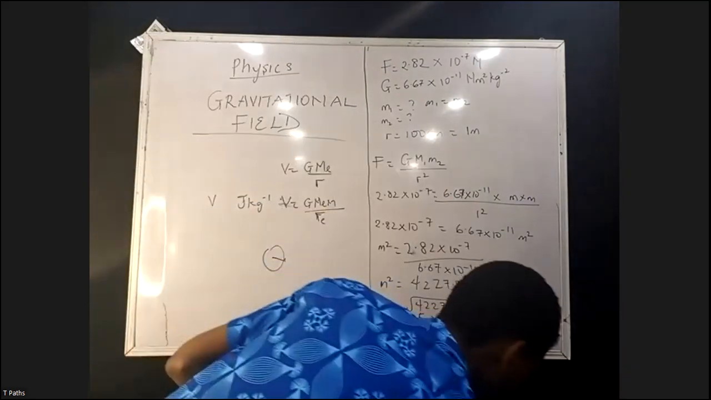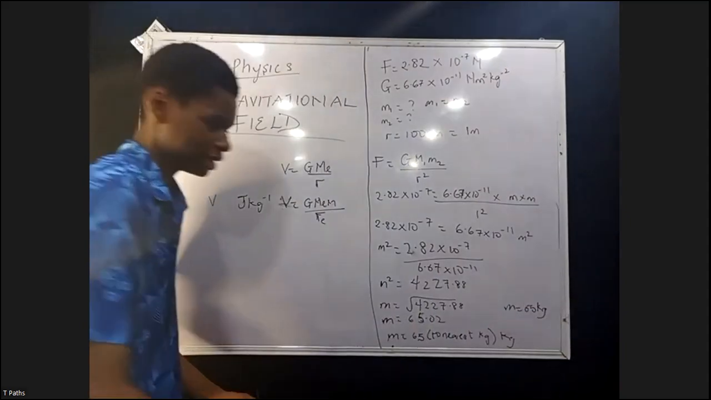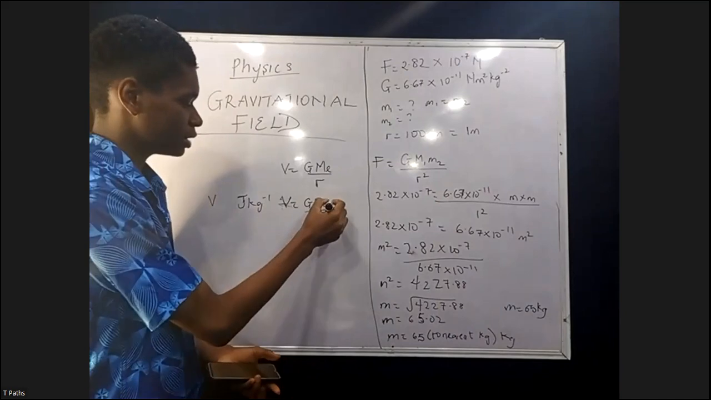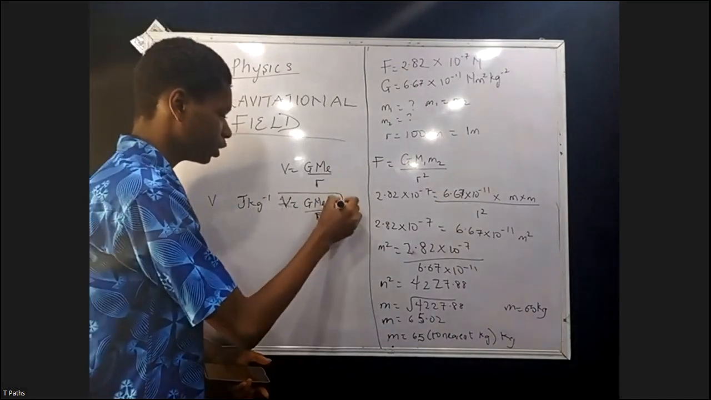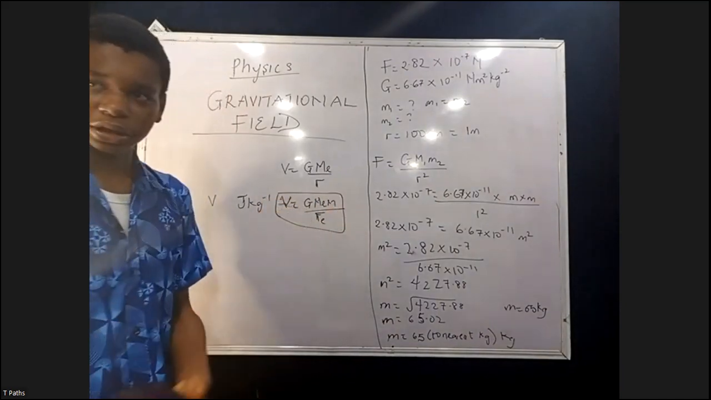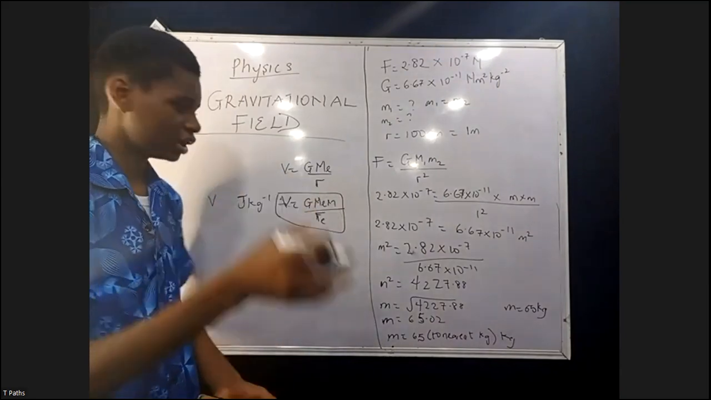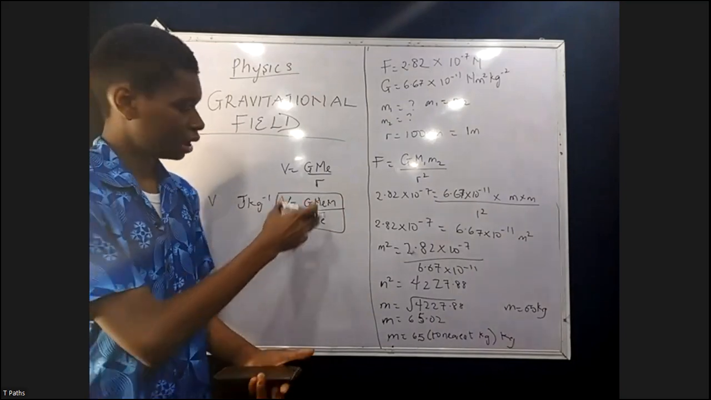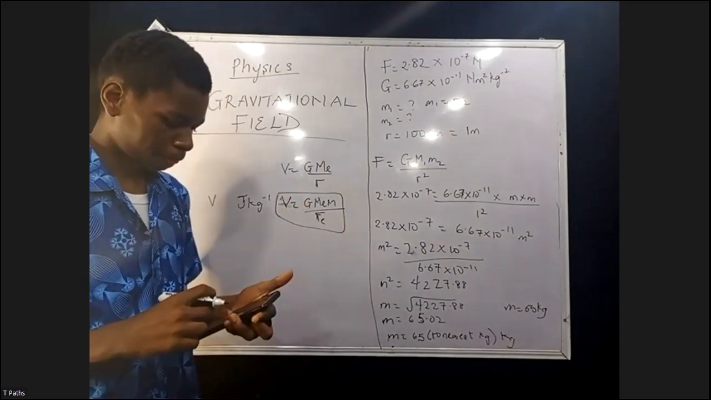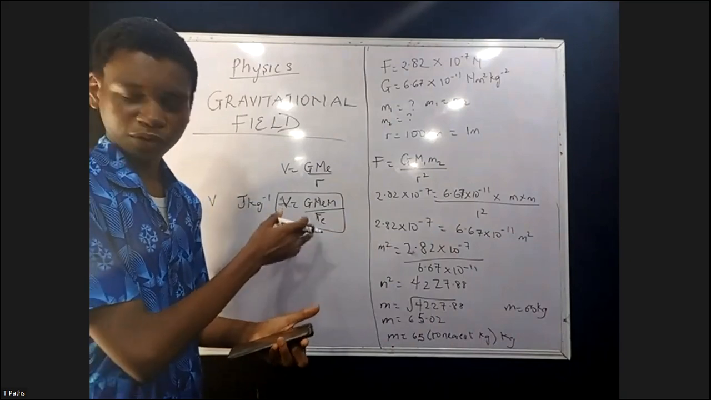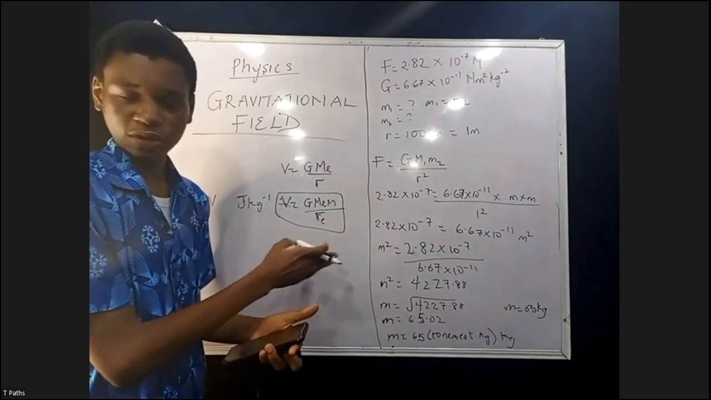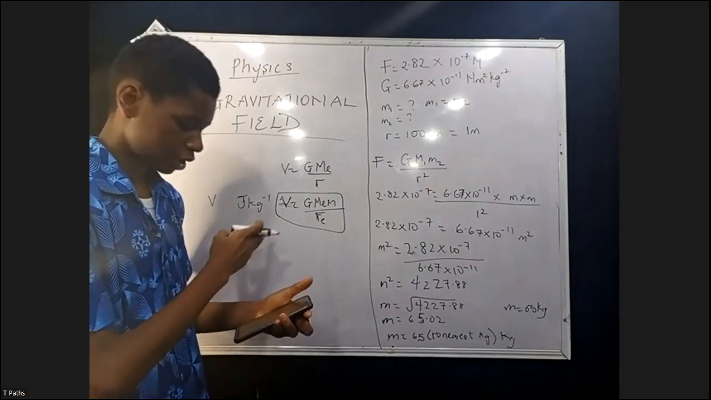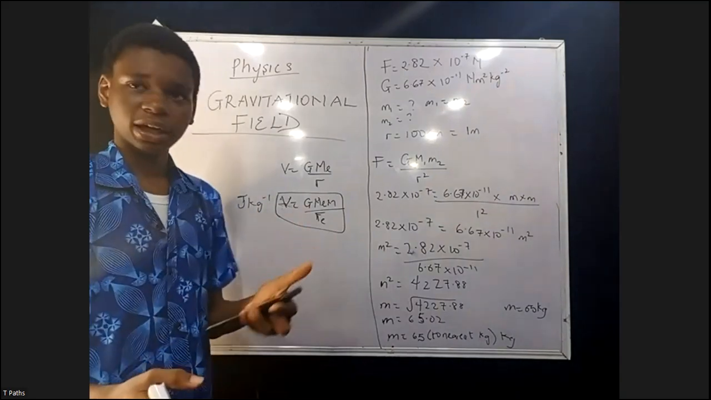So that means the distance between the body and the center of the Earth is the radius of the Earth. ME is the mass of the Earth, and m is the mass of the body. So the work done in bringing a body from infinity to a point on the surface of the Earth is calculated with this formula: V equals G ME m over RE. I already explained the meaning of these parameters: ME is the mass of the Earth, m is the mass of the body, RE is the radius of the Earth, and V is the work done in bringing the body from infinity to the surface of the Earth.